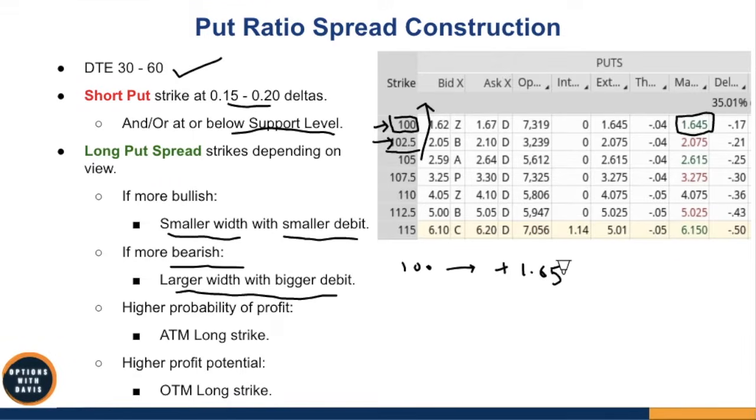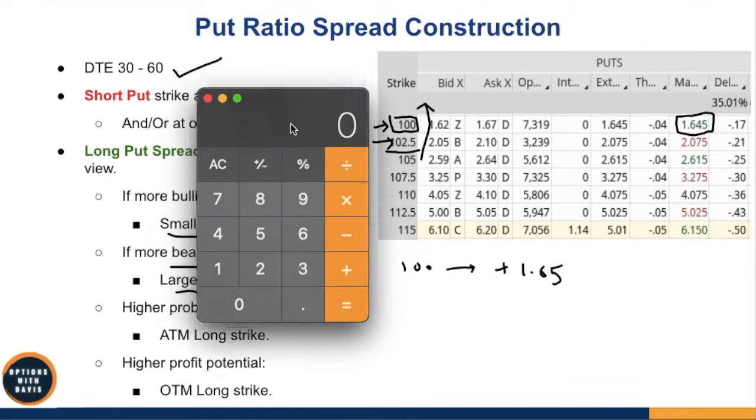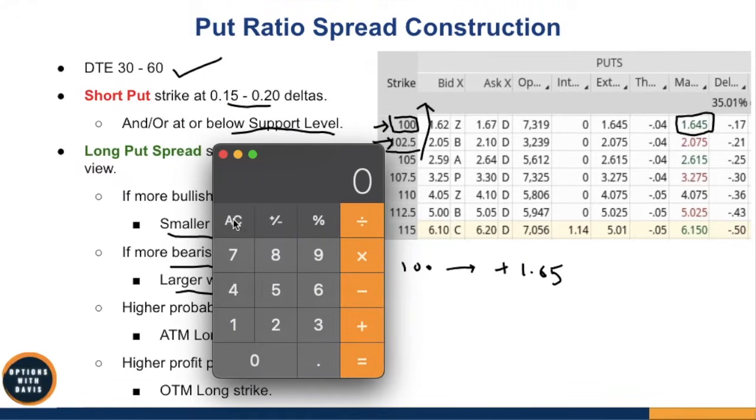So let's take a look at which strikes we can create for this. Let's say we take the 100 strike price as the short leg of our put spread, and then we can see what spread we can buy against it. Let's take our calculator and calculate to see which one we can get for $1.65 or lesser. So let's take the 107.5.